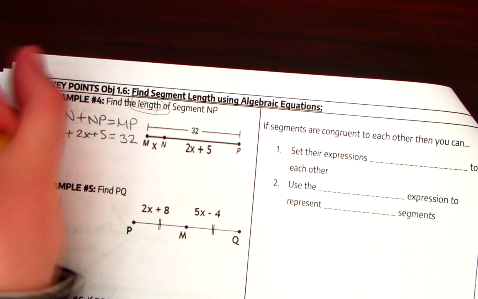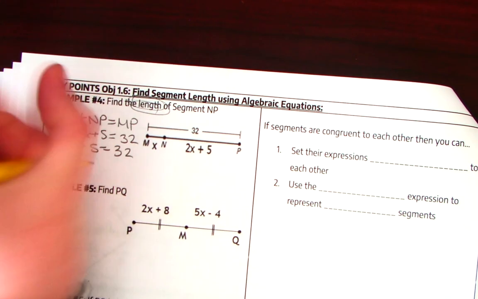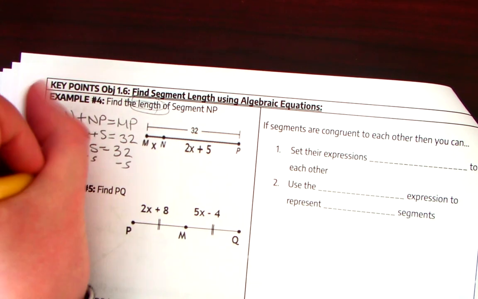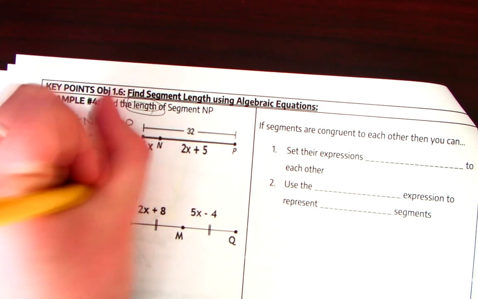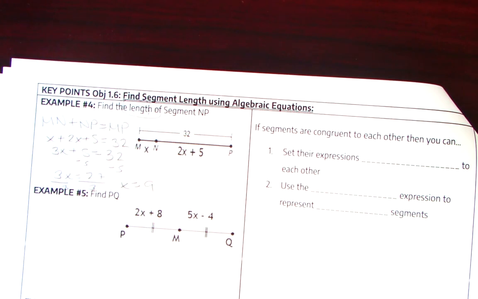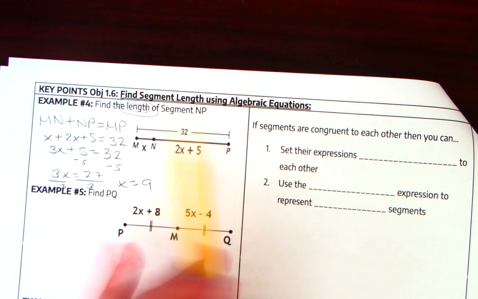That's going to allow me to solve for X. So X plus 2X is 3X plus 5 equals 32. Subtract 5 from both sides. You get 3X equals 27. Divide by 3, and you're going to get X equals 9. Now, notice the question didn't ask me to find X. It asked me to find the length of NP.